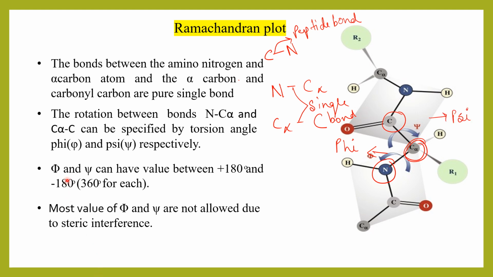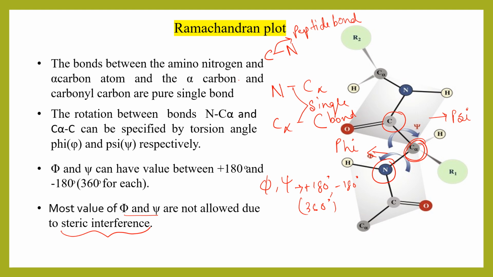Next point says phi and psi can have values between plus 180 degrees and minus 180 degrees, that is 360 degrees for each. And the next point here says most values of phi and psi are not allowed due to steric interference. So phi and psi can have values ranging from plus 180 degrees to minus 180 degrees, that is 360 degrees for each. But most of the values of phi and psi are not allowed due to steric interference.